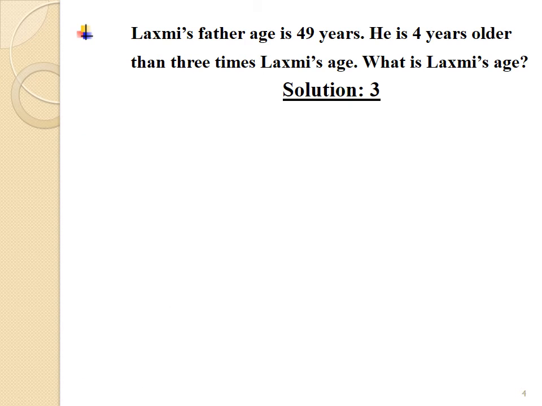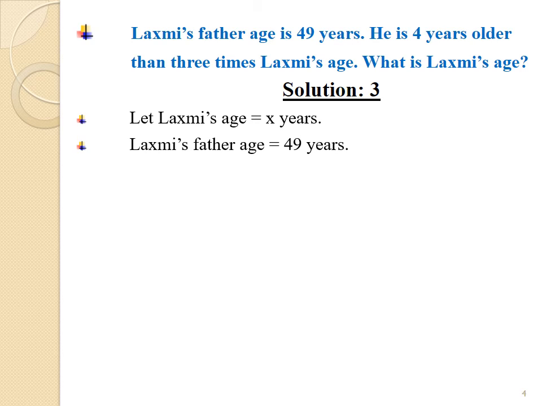Sum number 3. Lakshmi's father's age is 49 years. He is 4 years older than 3 times Lakshmi's age. What is Lakshmi's age? Let's solve this sum. Let Lakshmi's age equal x years. Lakshmi's father's age equals 49 years. According to the question, 3x plus 4 equals 49, as father's age is 4 years more than 3 times Lakshmi's age.